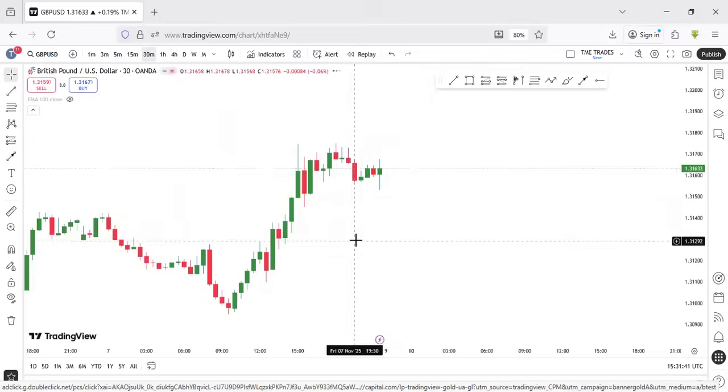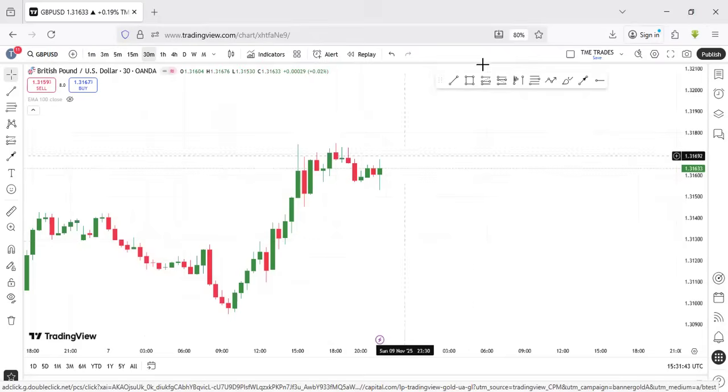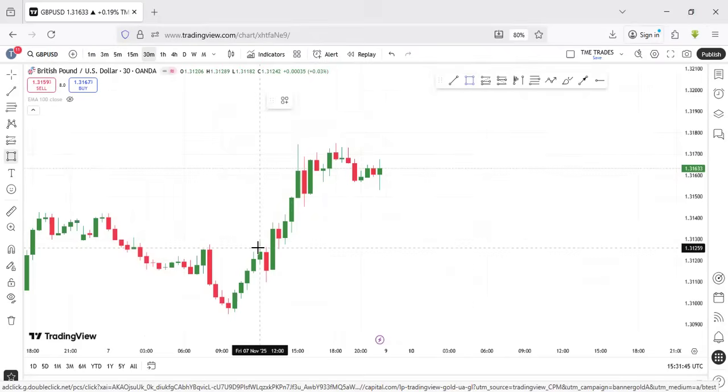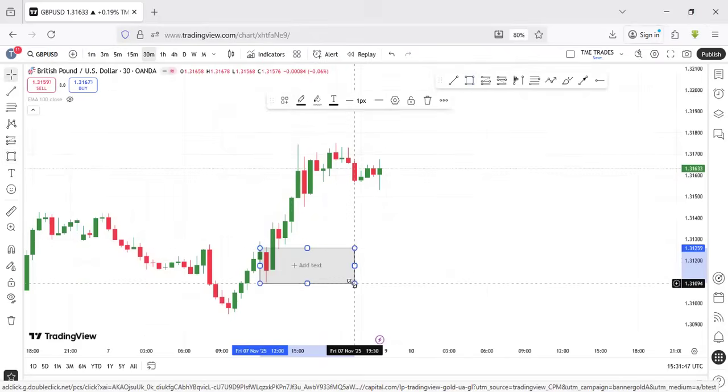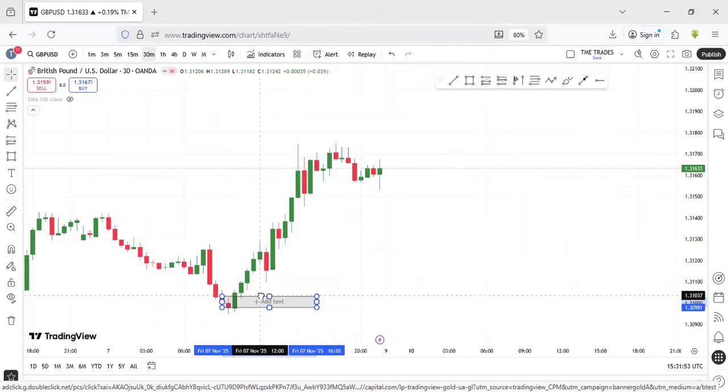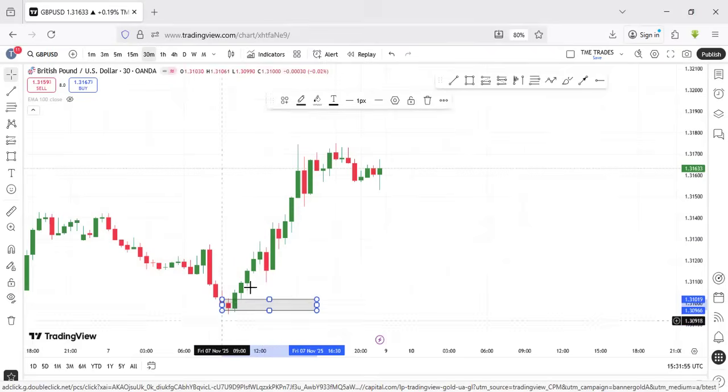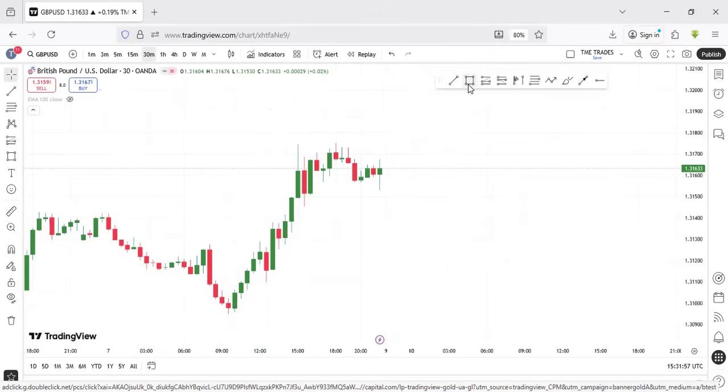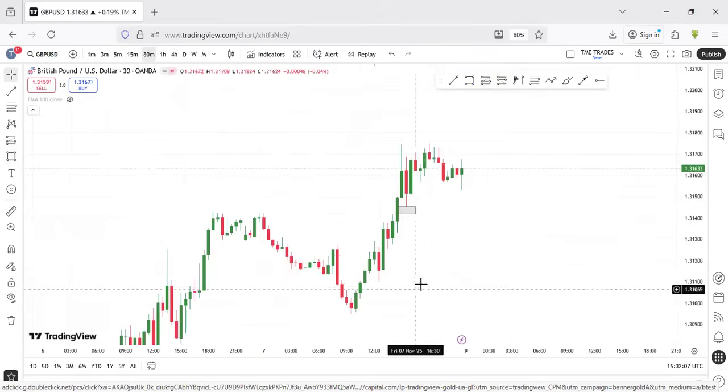Let's go to 30 minutes to see. This order block filled also, right? And this one also filled. So we don't have any valid order block here. The only valid order block we have now is the one we are seeing at this particular place that has a fair value gap. We are seeing another fair value gap here.